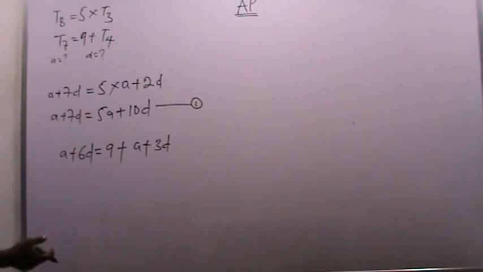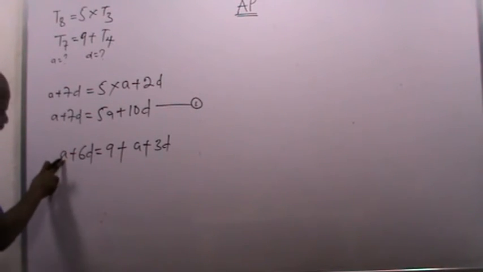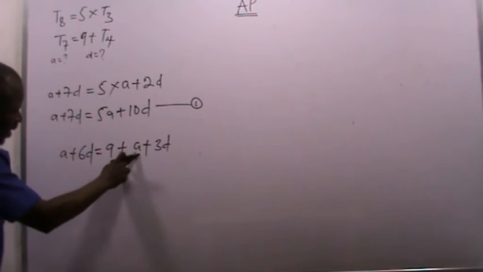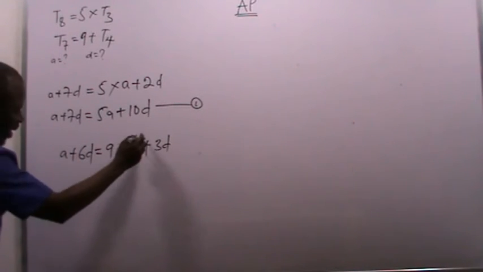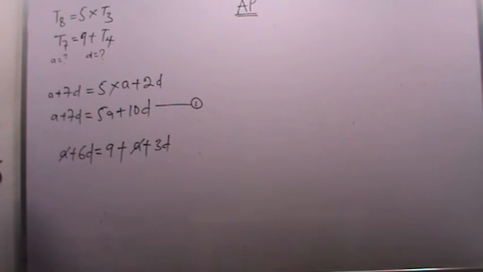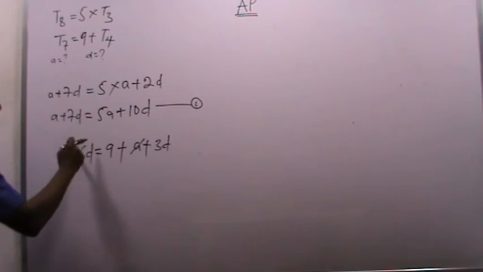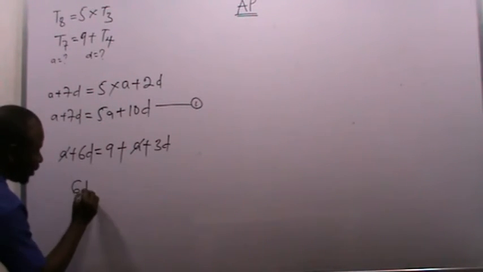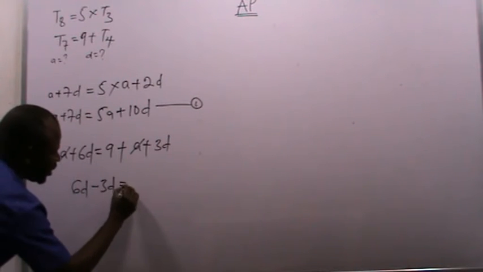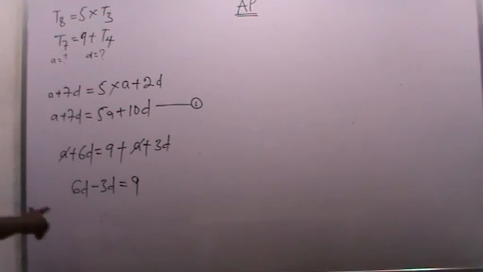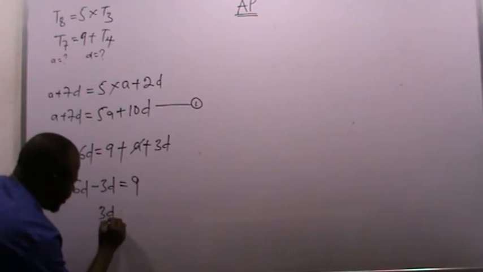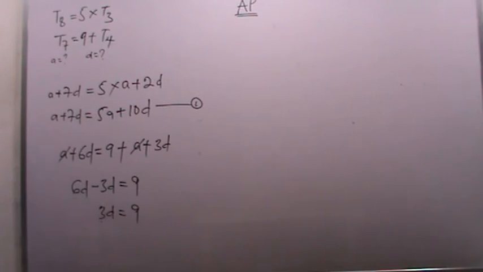Now, let's resolve this one a bit. Look at it. There is A on this side and A on this side. A minus A will take care of each other. So from here, you can move this one here. So you have 6D minus 3D equals 9. 6D minus 3D gives me 3D equals 9.